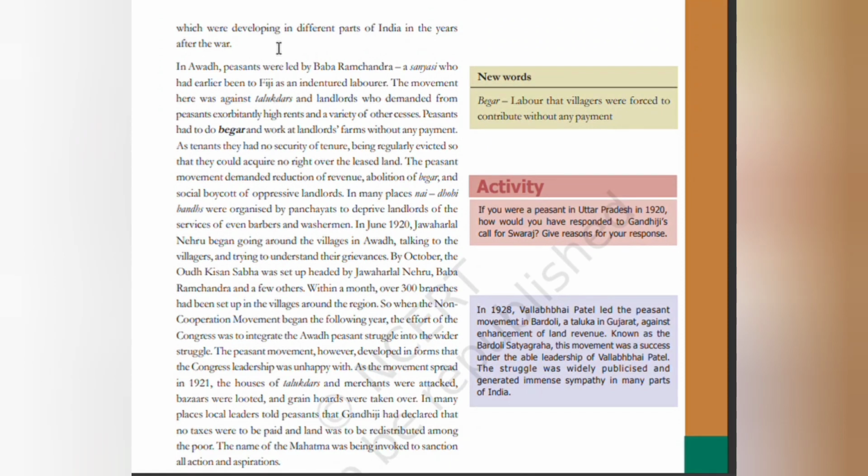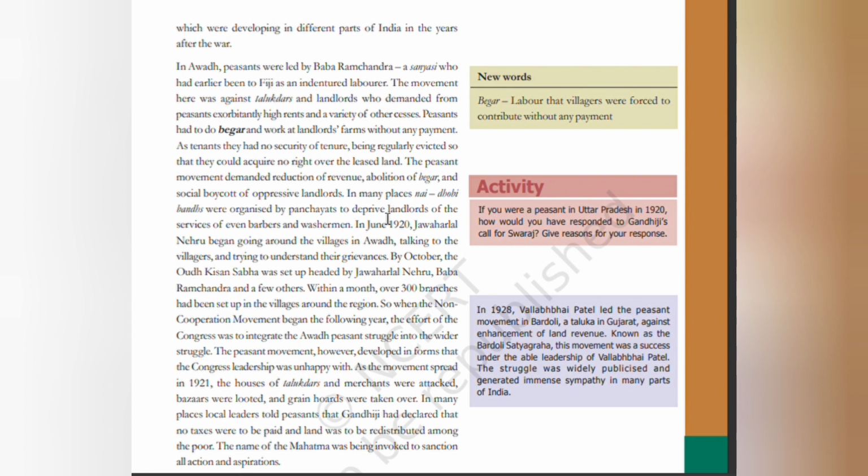In Awadh, peasants were led by Baba Ramchandra, a sannyasi who had earlier been in Fiji as an indentured labourer. The movement here was against talukdars and landlords who demanded from peasants exorbitantly high rents and a variety of other cesses. Peasants had to do begar, working at landlords' farms without any payment. As tenants, they had no security of tenure, being regularly evicted so that they could acquire no right over the leased land. The peasant movement demanded reduction of revenue, abolition of begar, and social boycott of oppressive landlords.